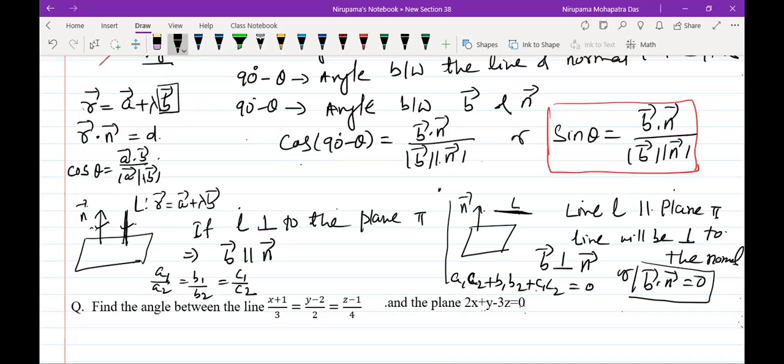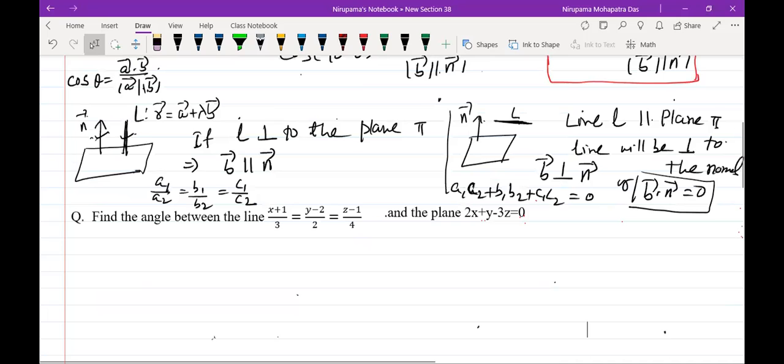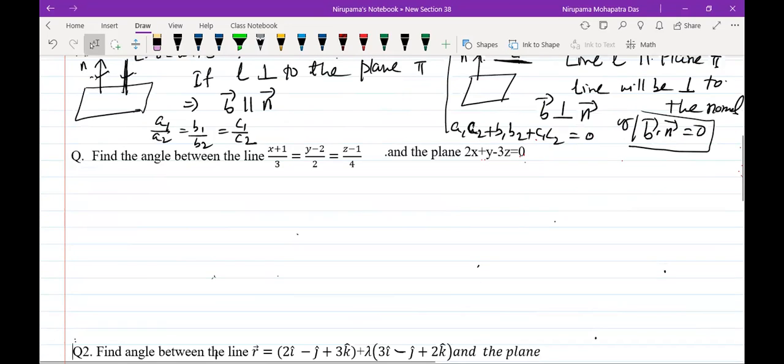So b dot n equal to 0 means a1 a2 plus b1 b2 plus c1 c2 equal to 0. I think the condition is now clear. We can take some questions, we are ready for solving some questions.